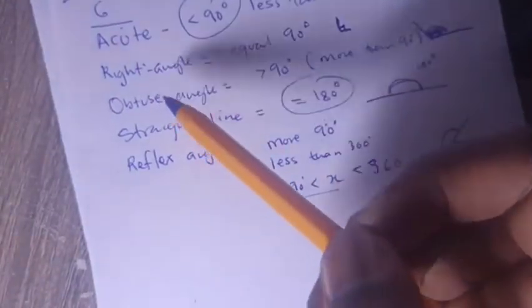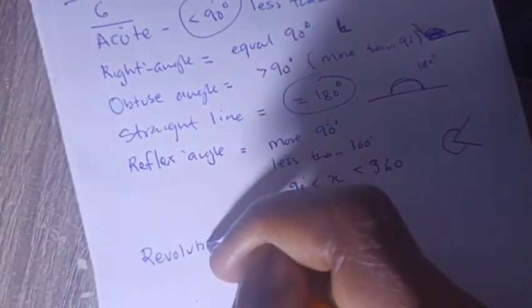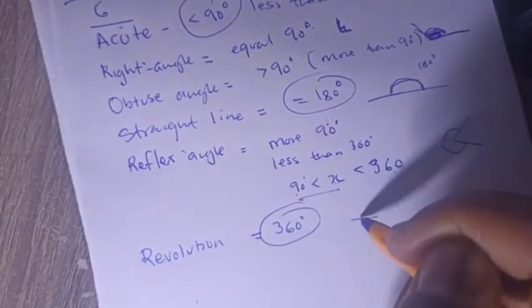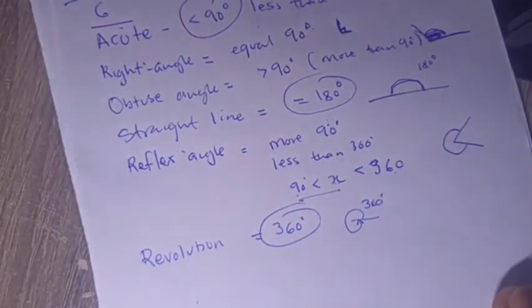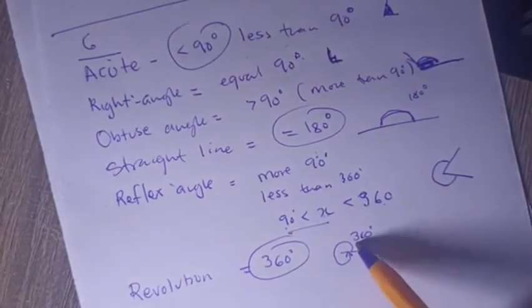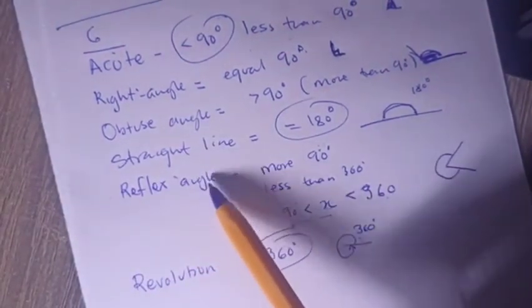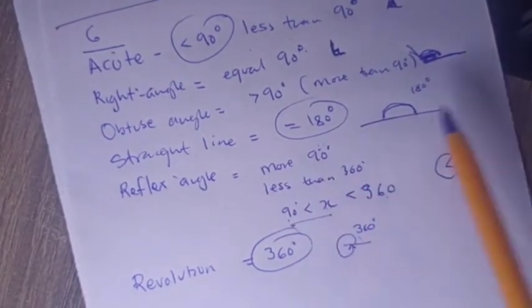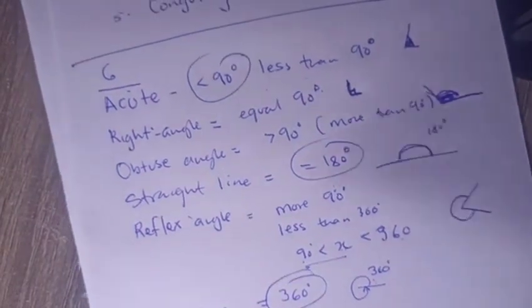So 1, 2, 3, 4, 5, 6. We call it a revolution. This equals how much? 360 degrees. It is when you make a full circle. So you need to know the shape, the definition, and the rule. Sometimes they can give you this and say define it, or they say give an example of a reflex angle. So you have to know what it looks like, or you need to define it. So there you go, your 6 kinds of angles.